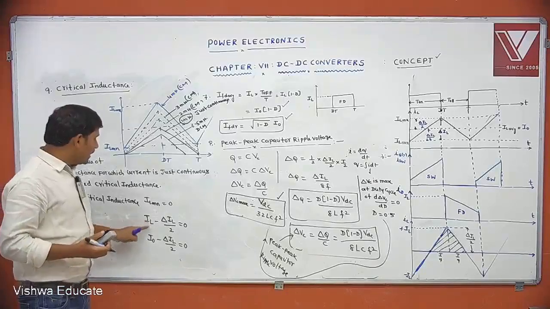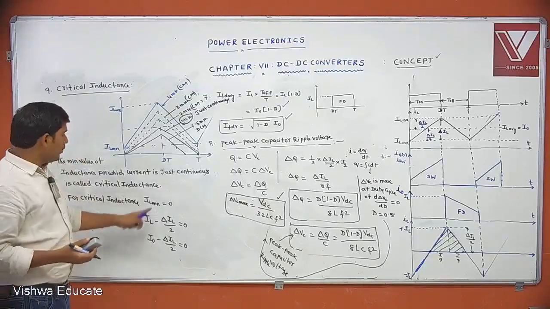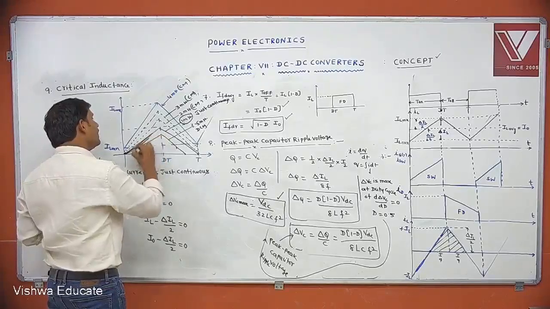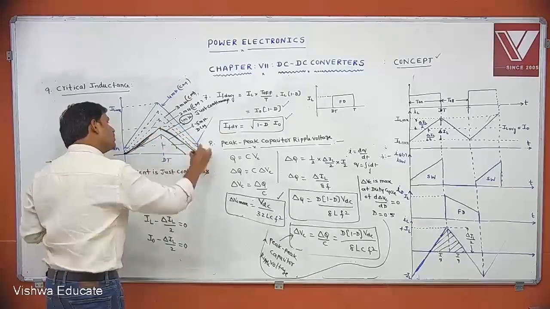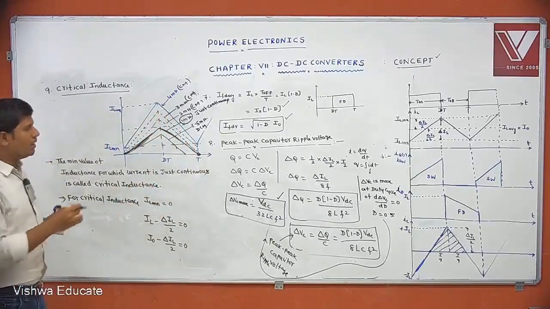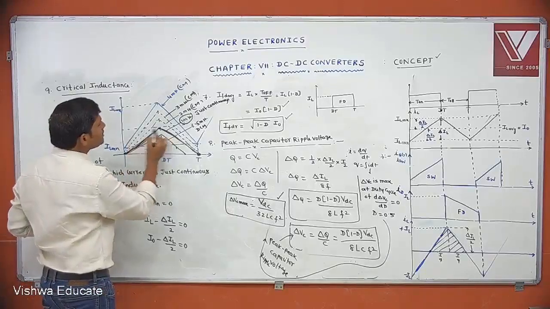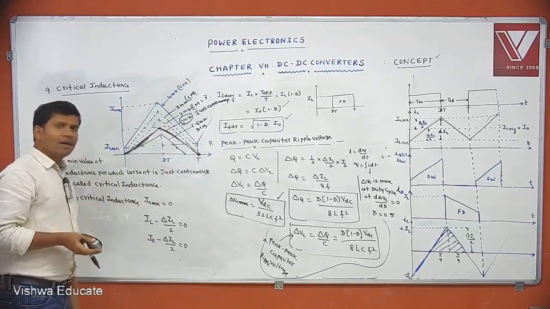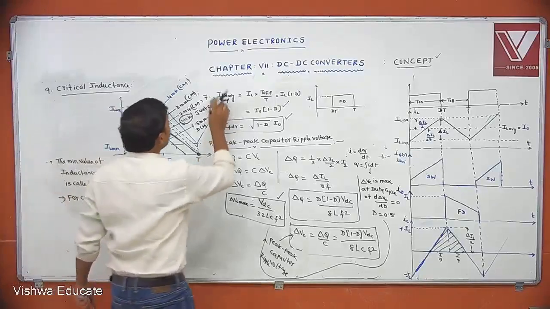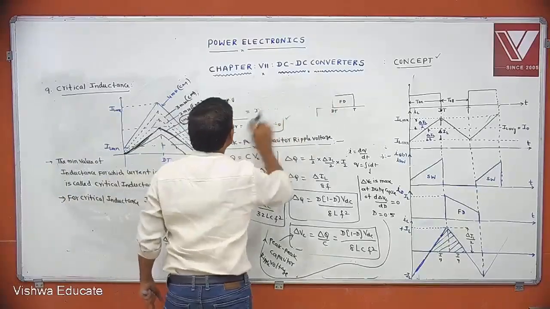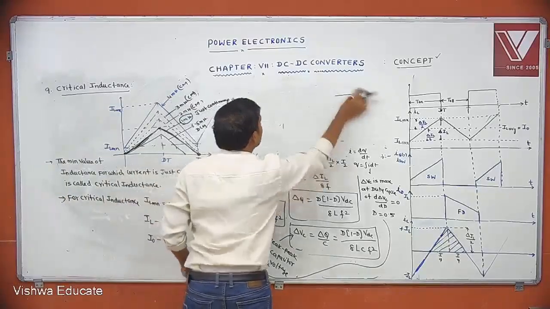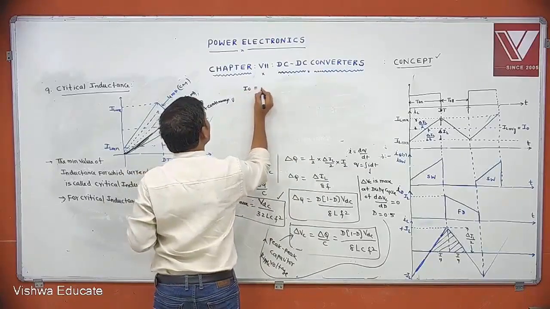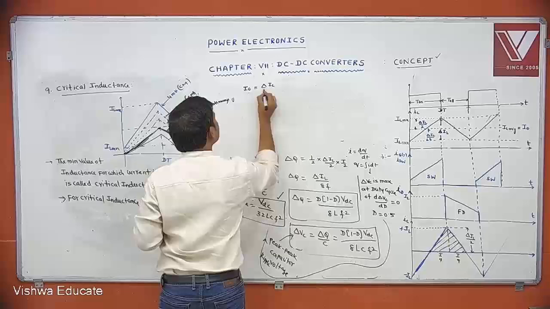Why have I taken IL minima? At critical inductance, IL minima falls to 0. But this is IL maxima; IL maxima does not fall to 0. Understood? Then I0 minus delta IL by 2 equal to 0. If I0 minus delta IL by 2 is 0, then what is I0 equal to? I0 equal to delta IL by 2.